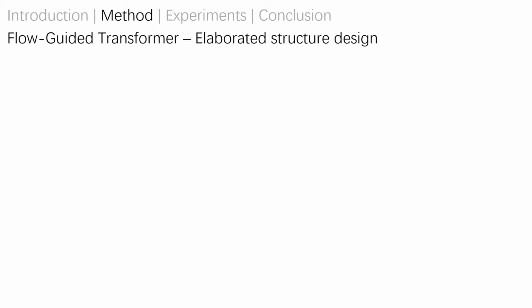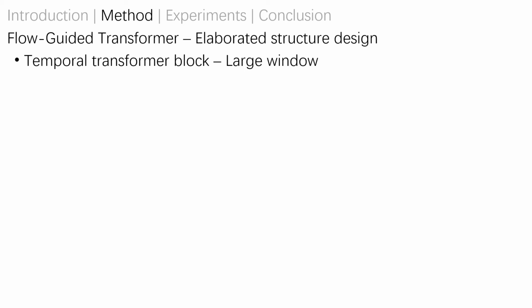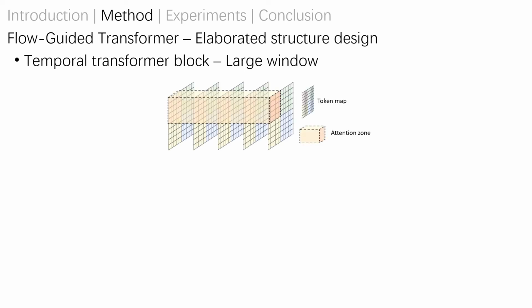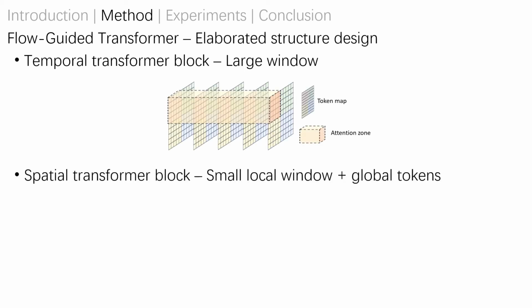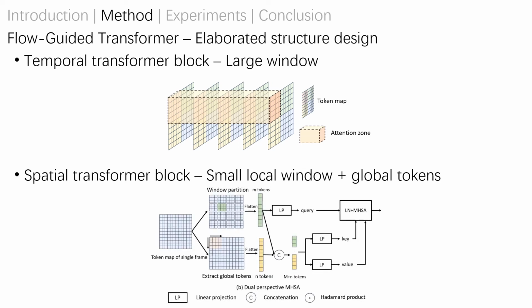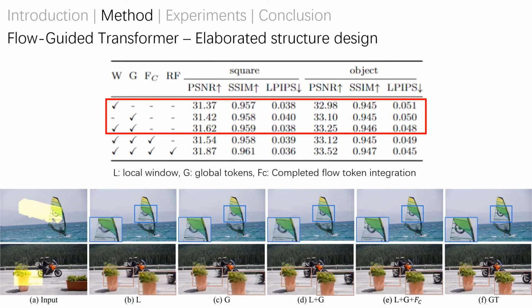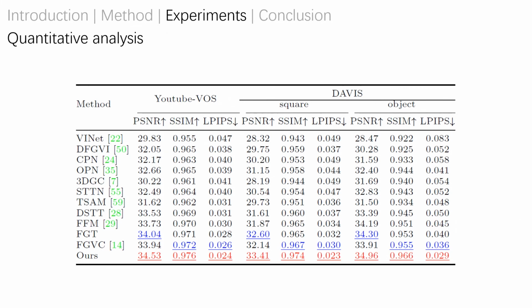In temporal transformer blocks, we utilize large windows to compensate for the token offset between different frames. In spatial transformer blocks, we integrate global tokens to local windows to achieve local coherence with considerable receptive field. With the introduction of local and global tokens and the integration of flow tokens, we observe steady improvement in both the subjective and objective metrics.